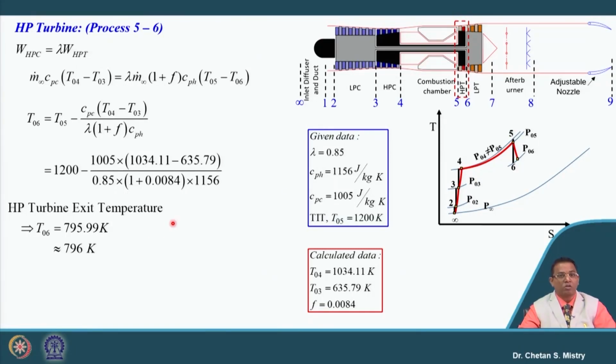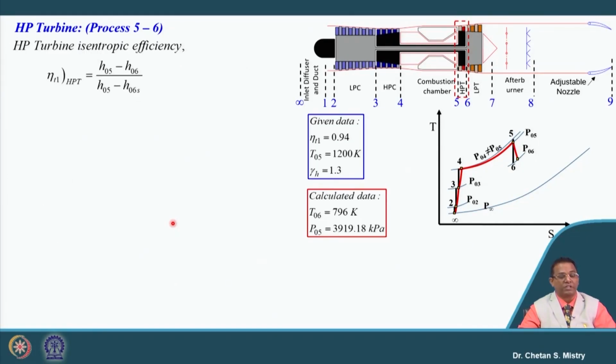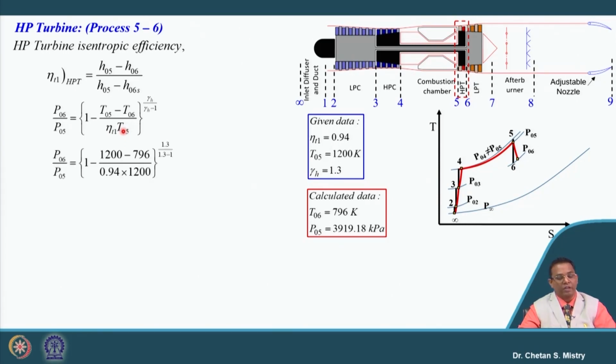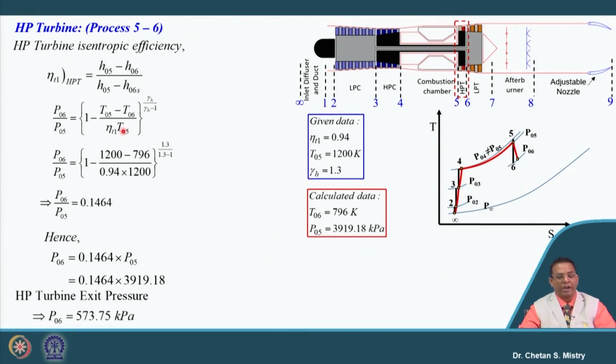Okay. In order to calculate the pressure ratio, we have a correlation in terms of efficiency. So let us use this equation. It says my expansion ratio is given by 1 minus (T05 minus T06) divided by turbine efficiency into T05. Here if we put in these numbers, my exit pressure from the HP turbine is coming as 573.75 kilopascal.